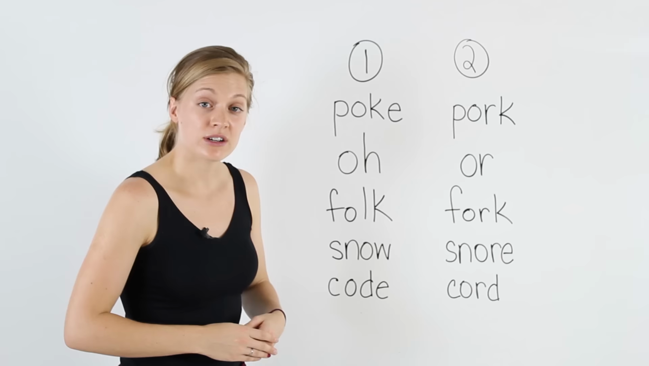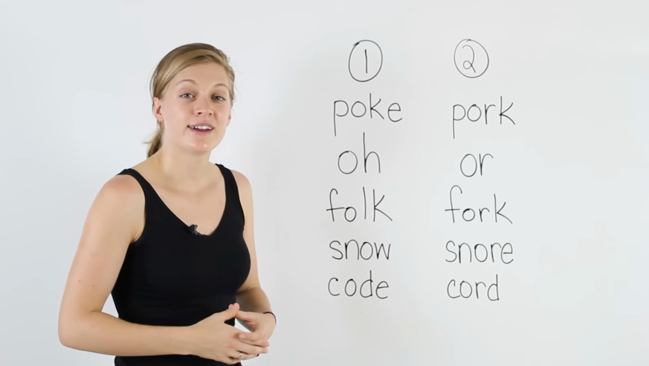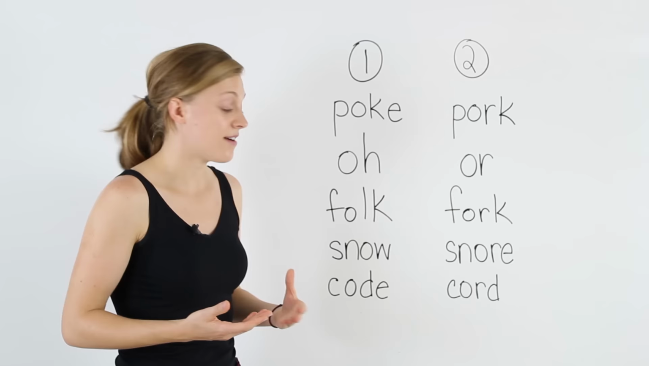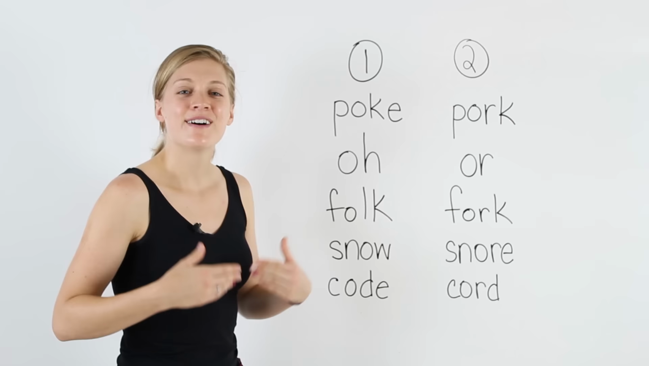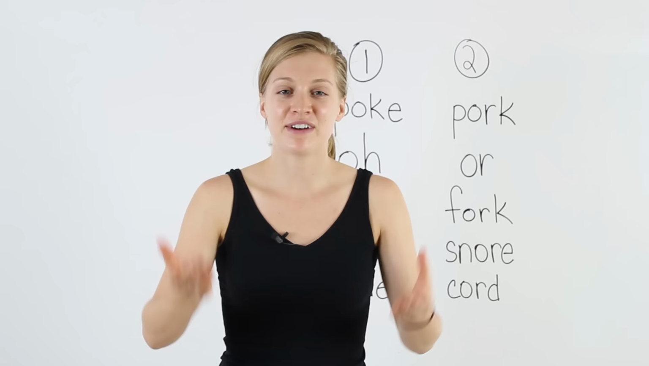Snow. The correct answer is snow. And last we have code or cord. I'm going to say the word cord. Cord. I bet you chose cord. Now that you've had some time to practice, let's look at some more example sentences.